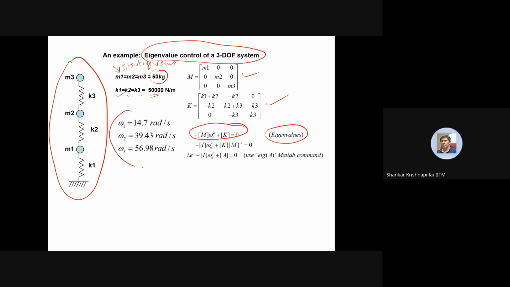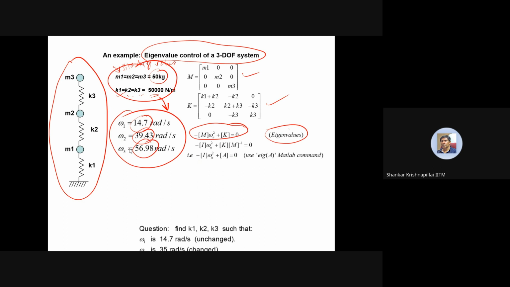So our starting eigenvalues are like this. If you use these values, you will get these eigenvalues. So first natural frequency is 14.7, second natural frequency is 39.43, third one is 56.98. So what is the question?